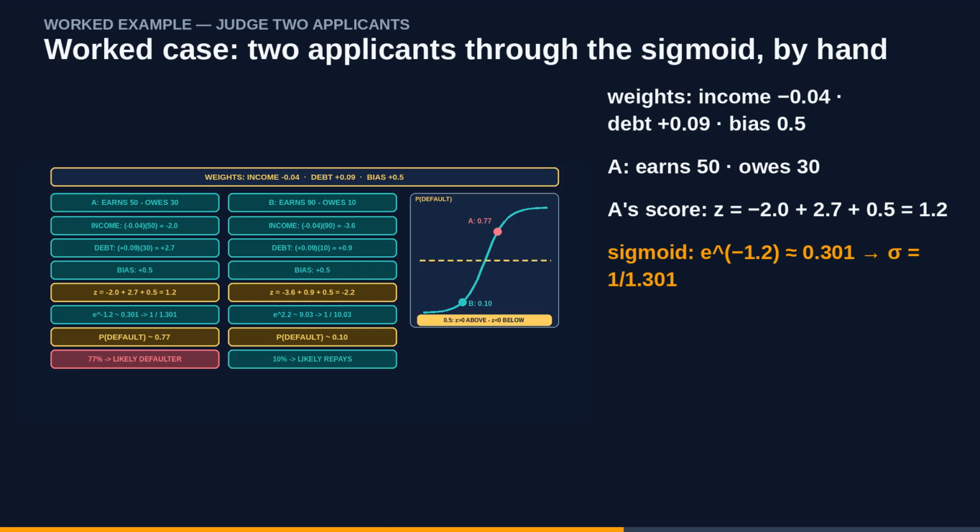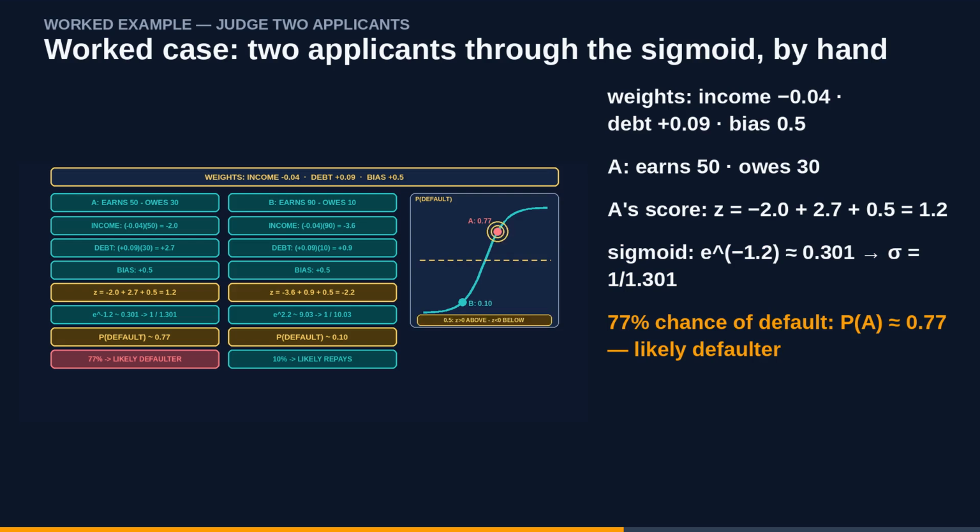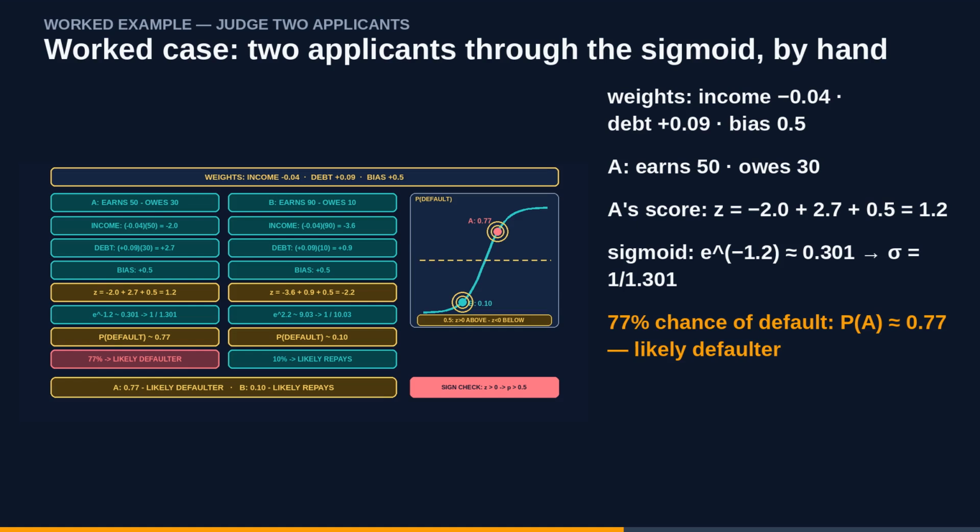Check both against the midpoint before trusting the arithmetic. A's score is positive, so its probability must land above 0.5. It does. B's score is negative, so its probability must land below. It does. A, 0.77, likely defaulter. B, 0.10, likely repays. The trap: check the sign of Z before touching e.